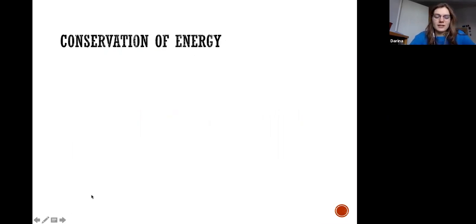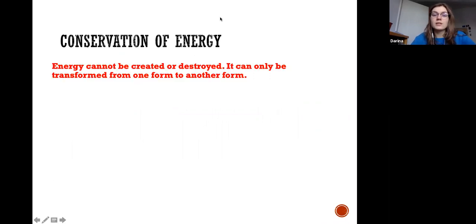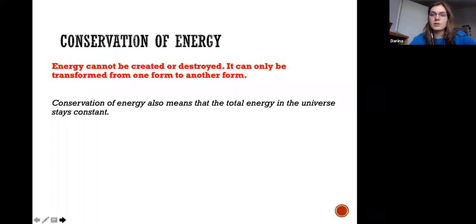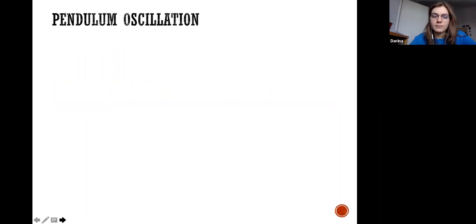Next topic that we're going to talk about today is conservation of energy. So as I mentioned, when talking about the different types of energy, obviously energy is not created or destroyed. This is a really fundamental concept. It can only be transferred from one form to the other. So what this also means is that the total energy in a system, if there are no losses outside of the system, stays constant. So let's have an example of a pendulum.